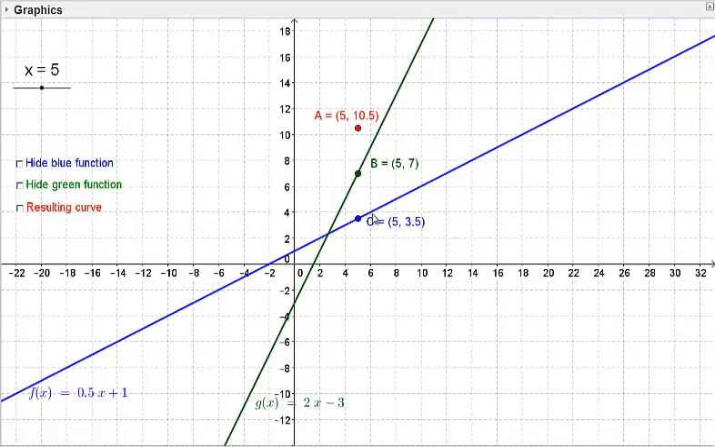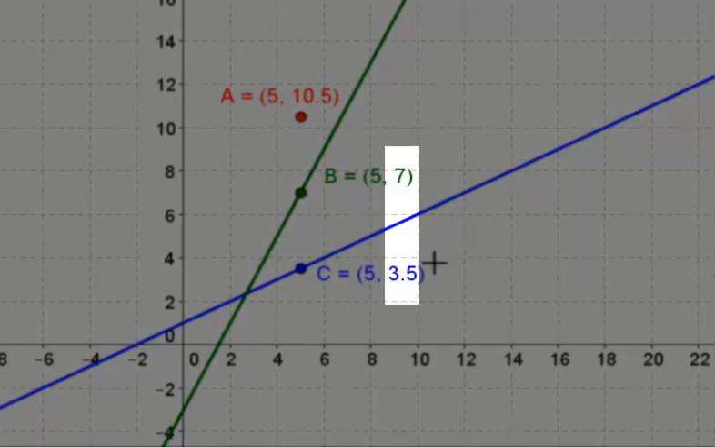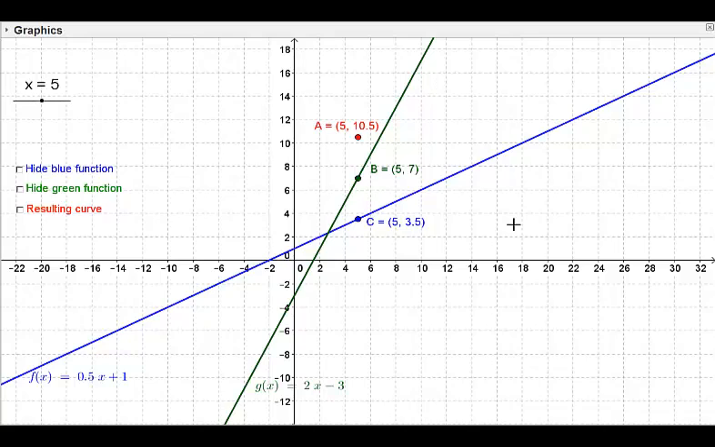Points B and C belong to those lines, and they have the same x, which happens to be 5 at the moment. But they have different y's, of course, because they belong to different functions. But have a look at the red point A. For the same x-coordinate, it's got a y-coordinate that actually comes from the green and blue y-coordinates. Can you guess what operation was done to them to get 10.5? Of course it was addition.